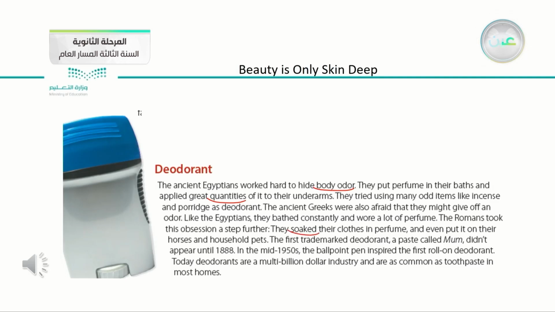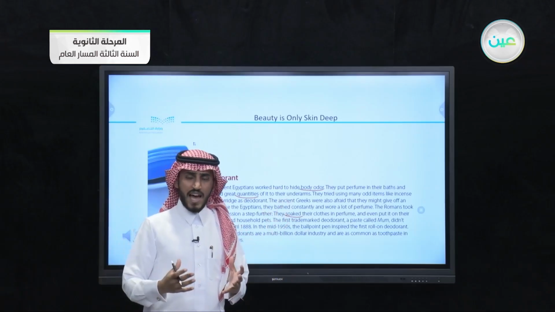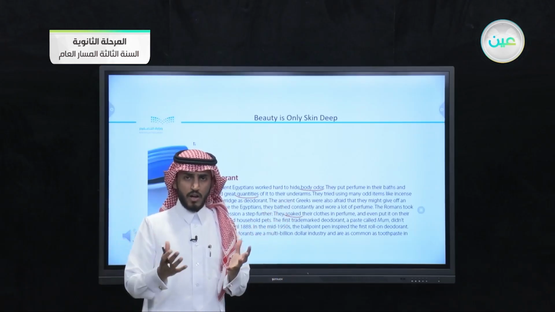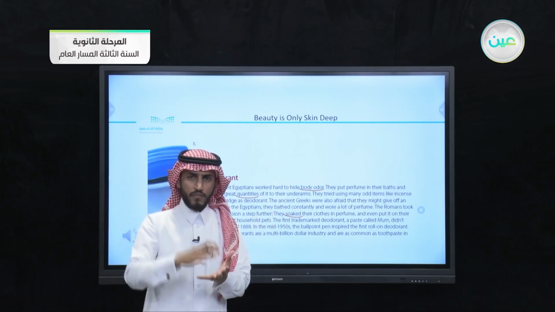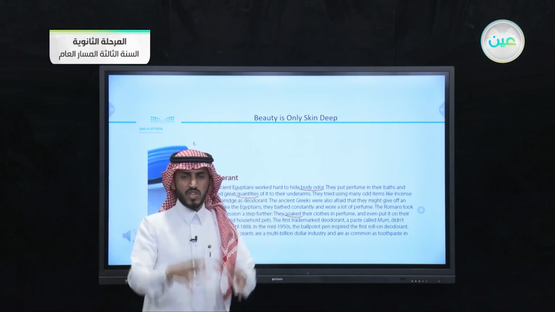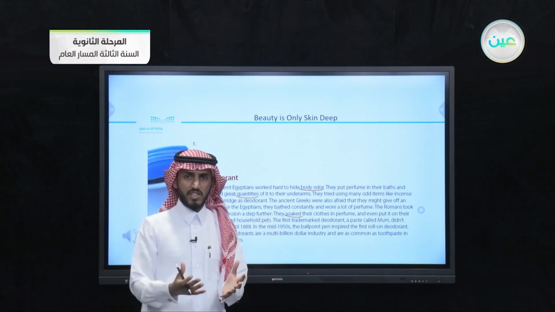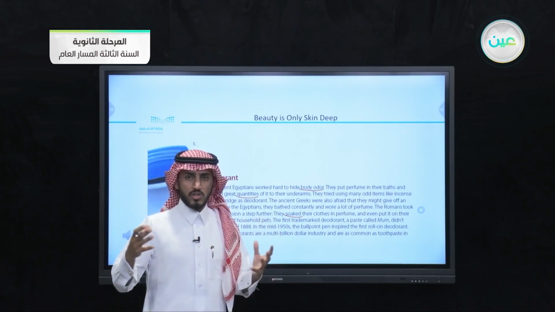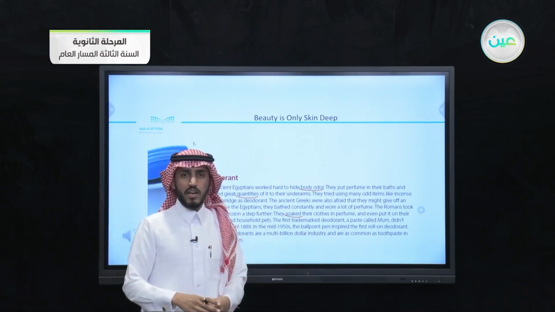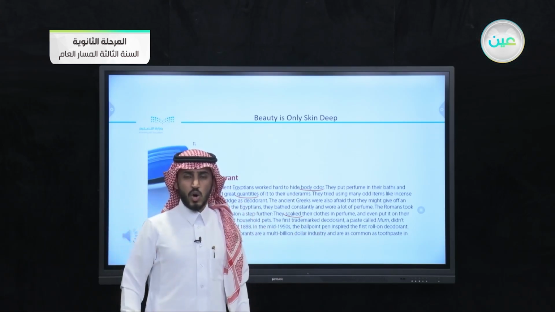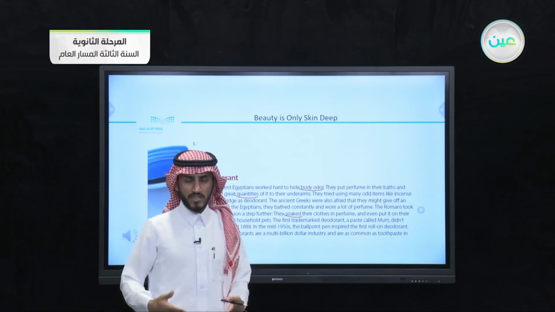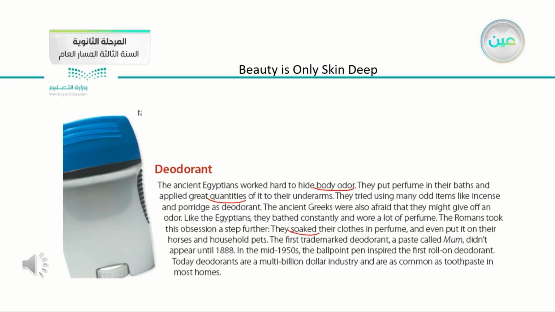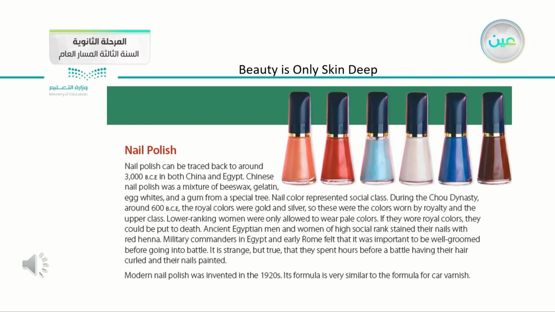They soaked their clothes in perfume. They soaked, that means they have a bowl with perfume in it, and they put their clothes in this bowl or in any other material that they can use to soak their clothes. So when you go walking on a rainy day, you will get soaked. Soaked means wet.